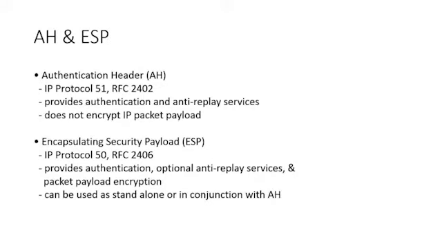So let's look at these two things real quick, AH and ESP, that I keep mentioning. The authentication header, IP protocol number 51, you might want to file that one away, though it might not be super important for this exam. The authentication header provides authentication and helps in anti-replay services. So the authentication of our information is taken care of by AH. The thing that we do need to know about the authentication header is that it does not encrypt the IP packet payload. It covers just the header information, not the packet payload.